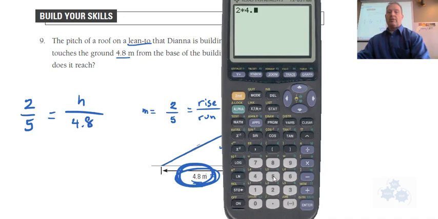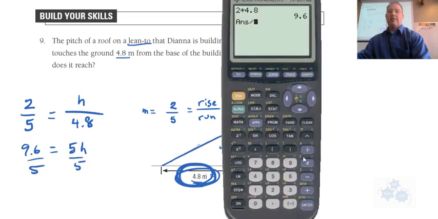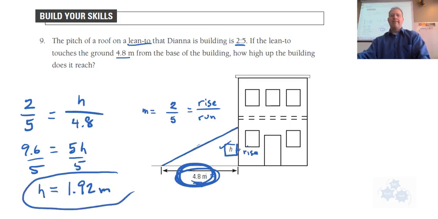2 times 4.8, because I'm cross-multiplying, is 9.6. Now I've got 9.6 equals 5h. Now I divide by 5 to get 1.92. See, I told you, it's 1.92. Okay, and the units in the question were meters, so you need to make sure you put units in your answers, okay? And then, yes, circle your answers.